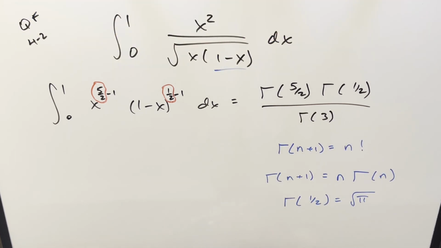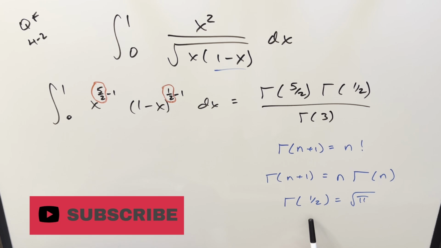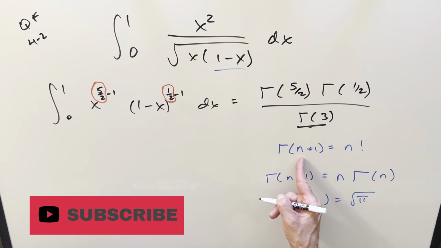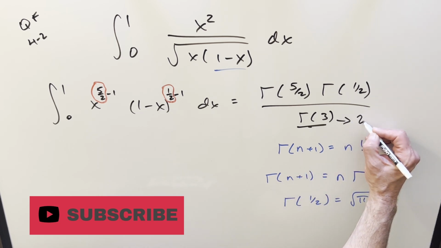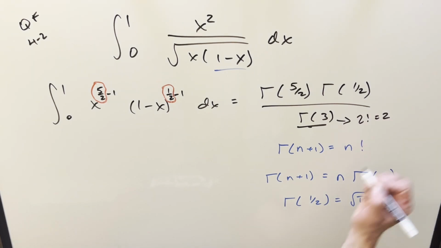So now to finish it, we just want to simplify our answer. I've got some formulas here for the gamma function that's going to allow us to do it. First of all, for the integer value for gamma of 3, we can use this first formula, put it in terms of factorials. This is going to be the same thing as 2 factorial, or just 2.